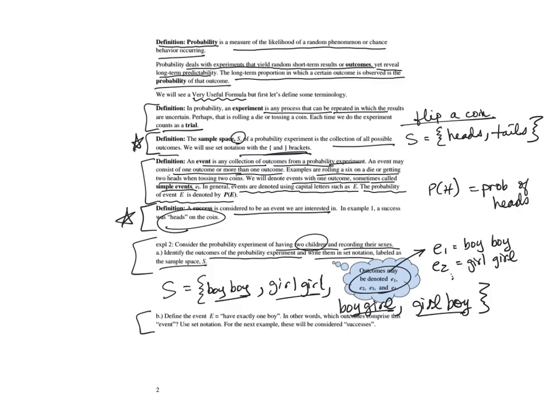Okay, letter B. Define the event E having exactly 1 boy. In other words, which outcomes comprise this event? Use set notation. So I'm going to write E, curly set bracket, equals exactly 1 boy. Well, boy, boy doesn't have exactly 1 boy. Girl, girl obviously doesn't have exactly 1 boy. Boy, girl is one of these 4 outcomes in 2A that has exactly 1 boy, and also girl, boy. Okay, let's go on to the next page.